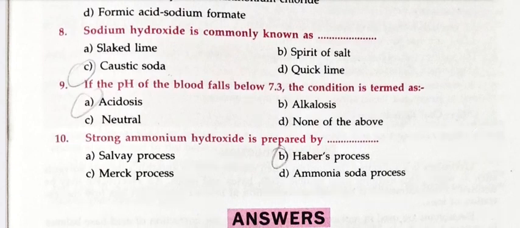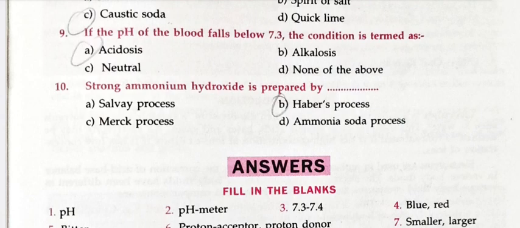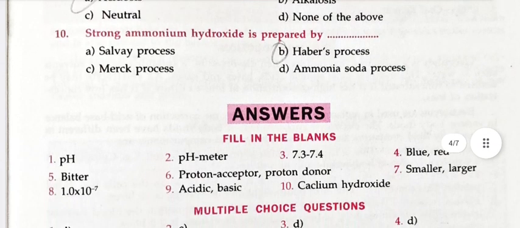So next, ninth one: if the pH of the blood falls below 7.3, the condition is termed acidosis. You know the pH scale is 0 to 14; around 7 to 7.5 falls on neutral. Above 7 means base and below 7 means acid. Okay, strong ammonium hydroxide is prepared by Haber's process.